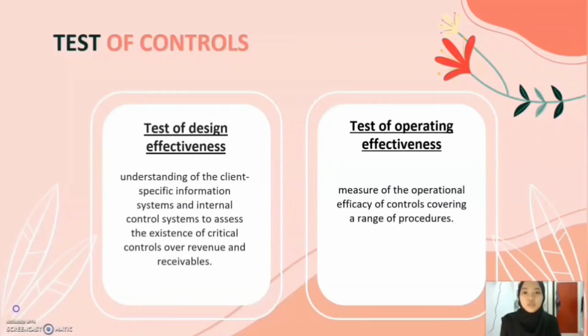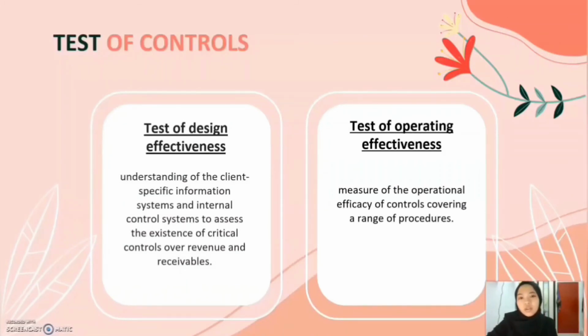First test in the test of controls is the test of design effectiveness. In this test, the auditors use an understanding of the client's specific information system and internal control system to assess existence of critical controls over revenue and receivables. The auditor needs to understand the roles of revenue system in order to recognize the appropriate controls and possible errors. Once the auditor recognizes the existence and absence of appropriate controls, the auditor shall make a preliminary assessment of the control risk.